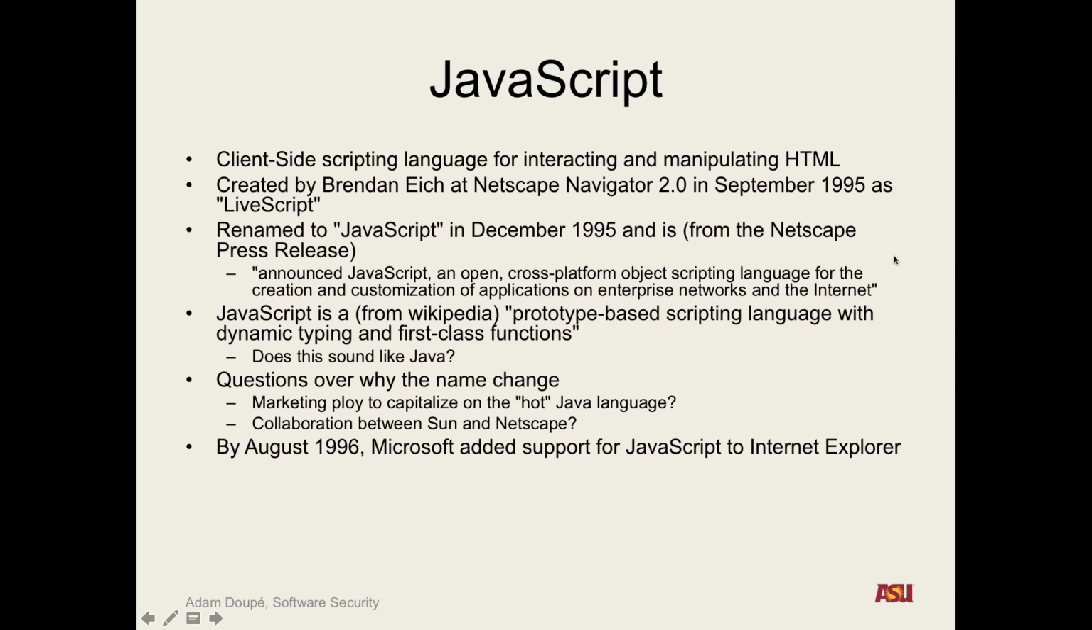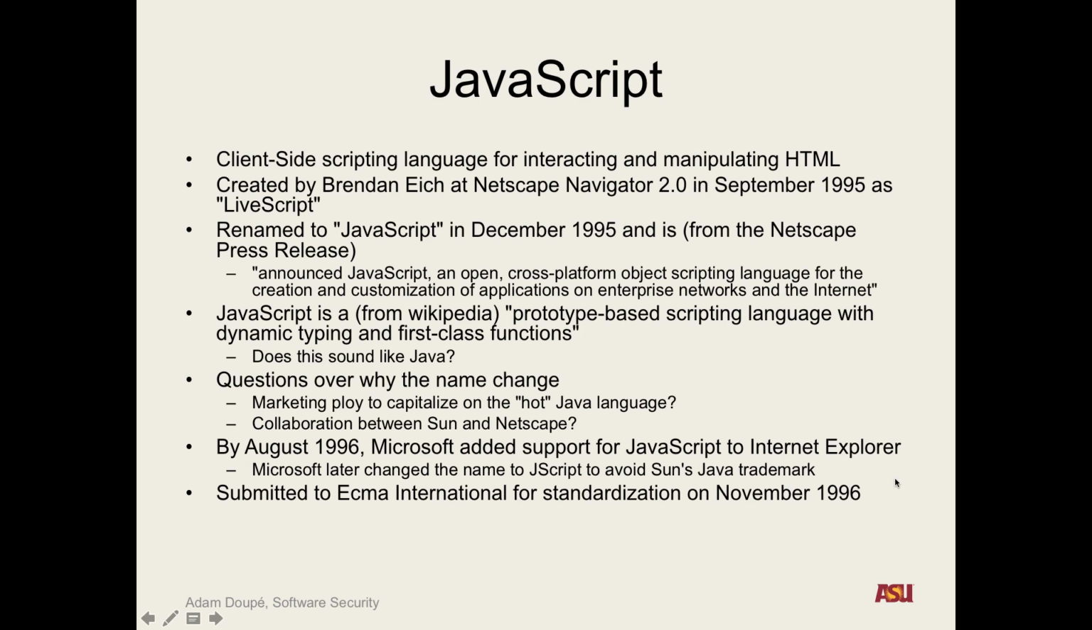And so after this, in 1996, Microsoft added support for JavaScript to Internet Explorer. And there's this whole weird thing where Microsoft changed the name of their language to JScript, because Sun had a trademark on the name Java in programming languages, so they didn't want to call their thing JavaScript. Finally, this all got settled a little bit when it was submitted to ECMA, the International Standardization Body, and it was finally standardized as ECMAScript.